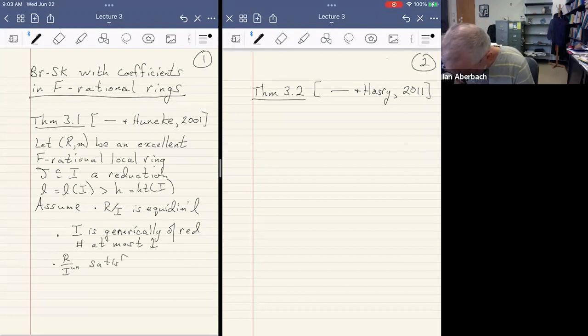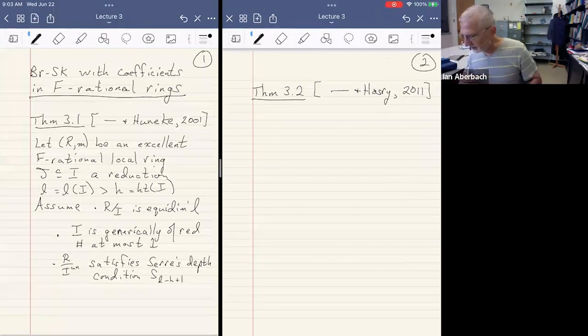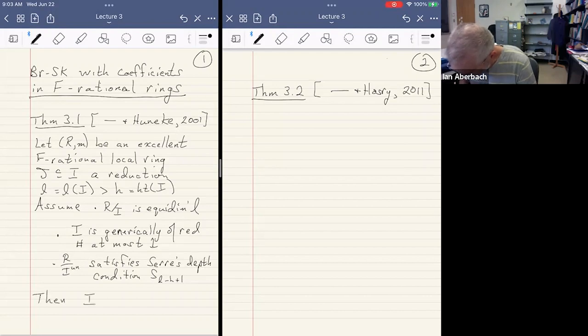satisfies Serre's depth condition S sub L minus H plus one. So this is a condition that locally we have a certain minimum depth. Then we proved I to the L bar is contained in J times I unmixed.